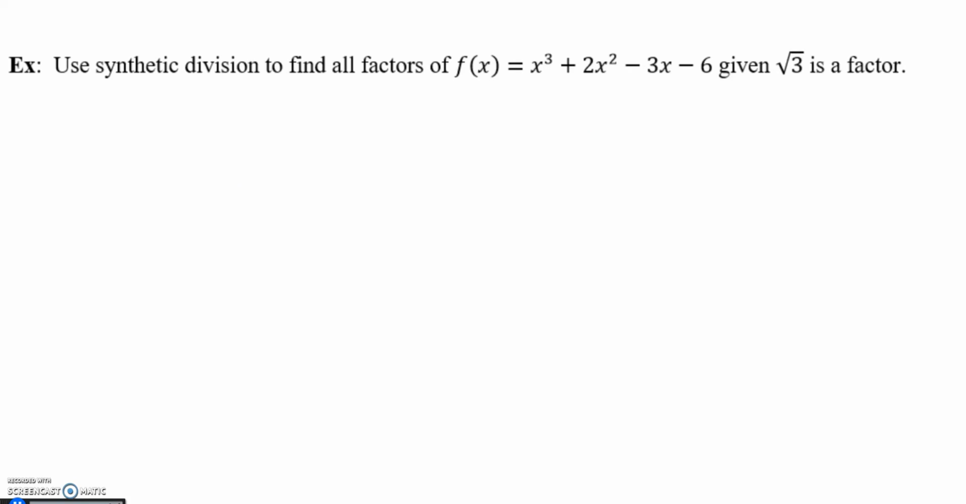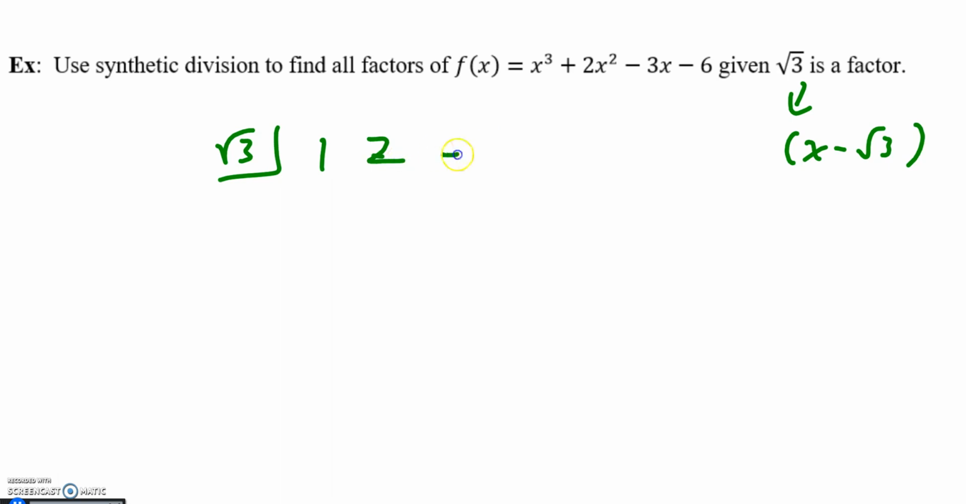The next problem, use synthetic division to find all factors of this cubic function, given that root 3 is a factor. Now, this one's unusual, but remember that this, even though it is a square root, does come from x minus root 3, so this factor is still linear, so we can use synthetic division. If I write my lead coefficients, I'd have 1, positive 2, negative 3, and negative 6.